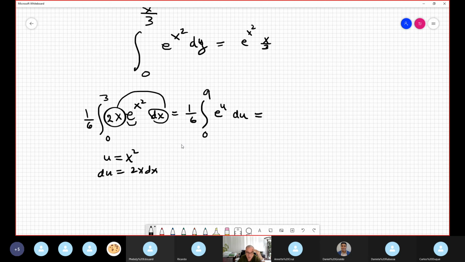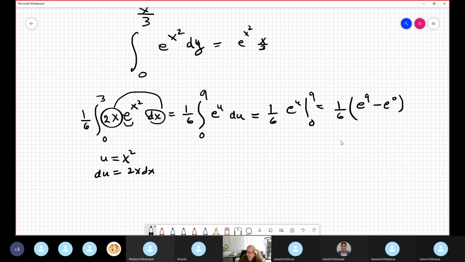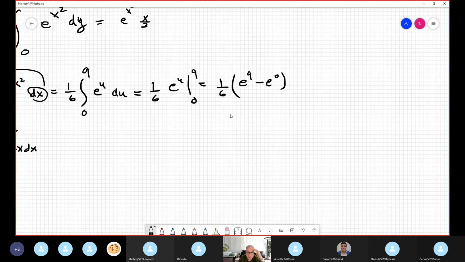Okay, now integral of the exponential is the same function, e to the u, evaluate between 0 and 9. 1 over 6, and you evaluate e to the 9. What is the final answer then? Final answer is 1 over 6 times e to the 9 minus 1. End of the story. Done. I finish.